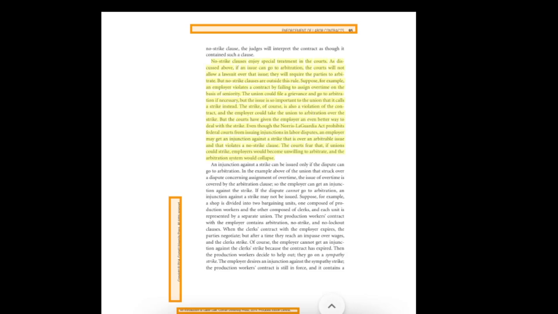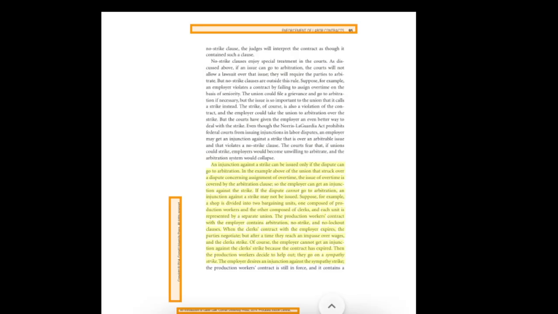Even though the Norris-LaGuardia Act prohibits federal courts from issuing injunctions in labor disputes, an employer may get an injunction against a strike that is over an arbitrable issue and that violates a no-strike clause. The courts fear that, if unions could strike, employers would become unwilling to arbitrate, and the arbitration system would collapse. An injunction against a strike can be issued only if the dispute can go to arbitration.